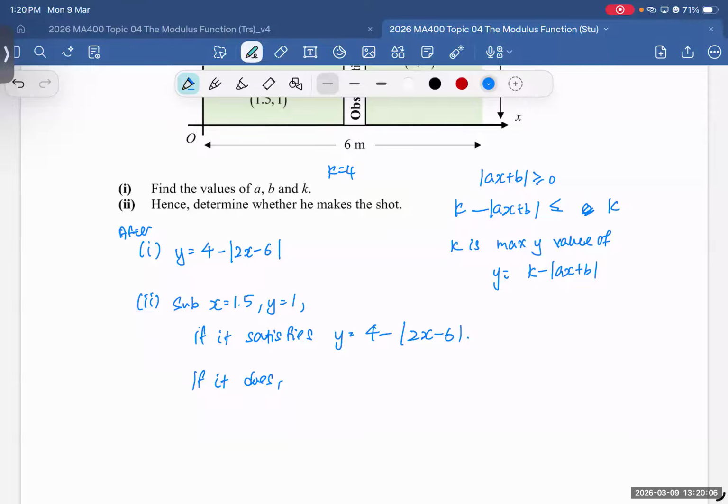Just imagine if the ball passes through the hole, then it goes in. If it does, he makes the shot. Anyone solved this already? Would anyone like to enlighten us?